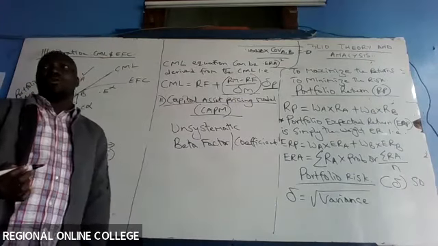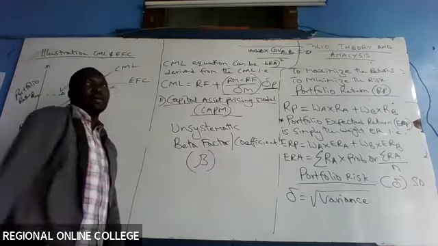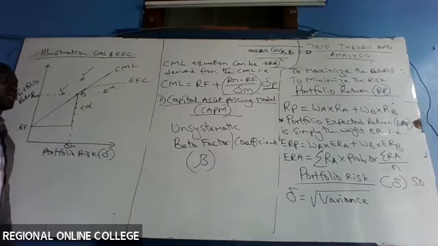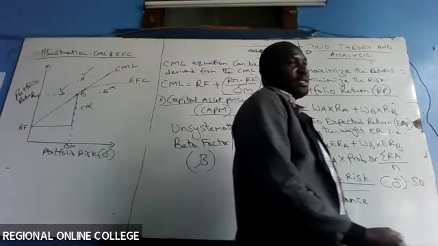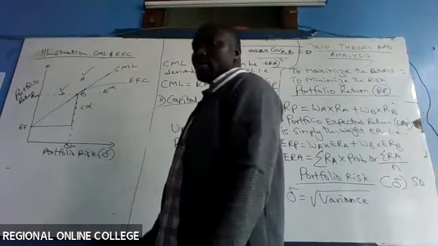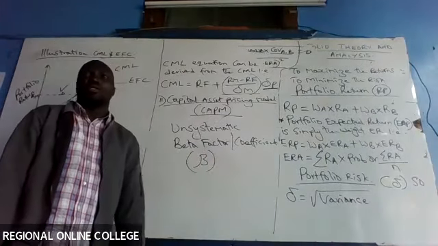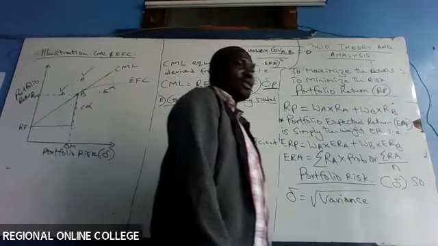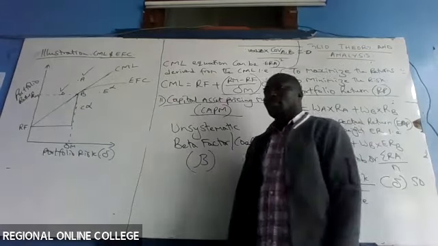Beta factor, or coefficient. As measured using the beta coefficient, and not the total risk. So you should not consider the total risk. We should only consider the risk that cannot be diversified. That is the systematic risk.